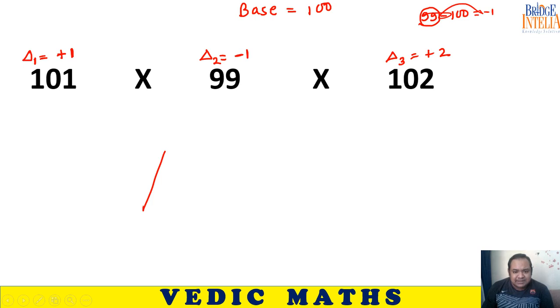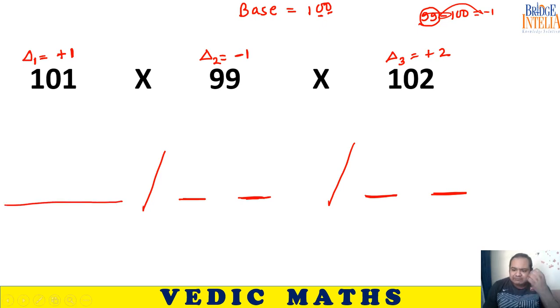Now the answer will be given in three parts. Base has two zeros, 100 has two zeros. So in the middle part there will be two blank spaces, and in the end part also there will be two blank spaces. The first part you don't have to bother about at all. Now, what will be the answer? This time it is tricky. The method is the same, but you'll have to do one extra step, because here one of the deviations is negative. So if the deviation comes out to be negative, then one extra step is added. Let us solve it.